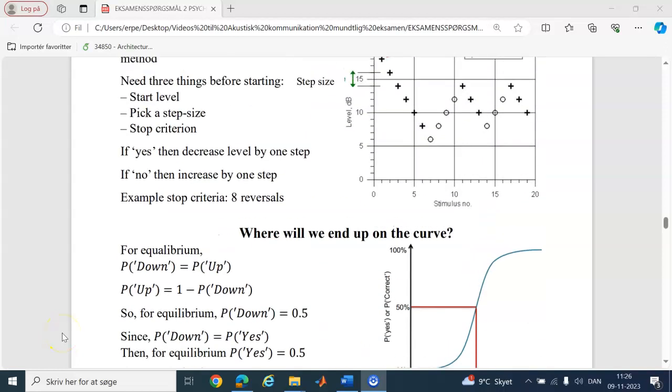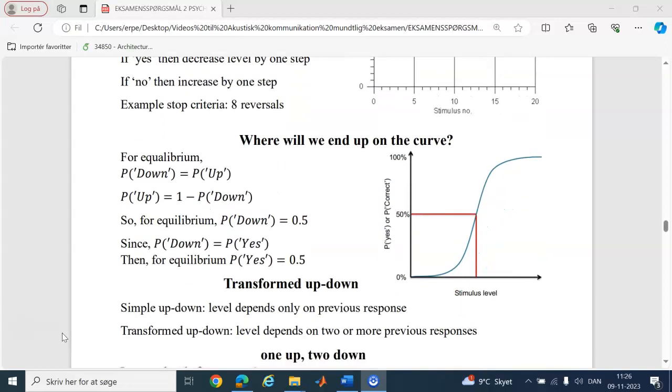Part 2. Where will we end up on the curve? For equilibrium, P down is equal to P up. Down and up is the same probability. That means P up is 1 minus P down. So for equilibrium, P down is a half. Since P down is equal to Ps, then for equilibrium, Ps is a half.